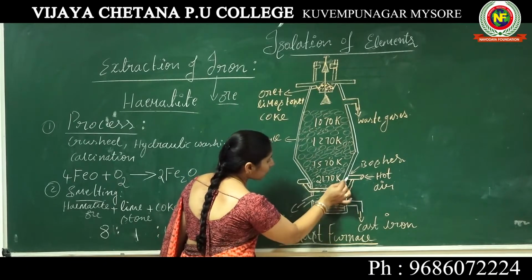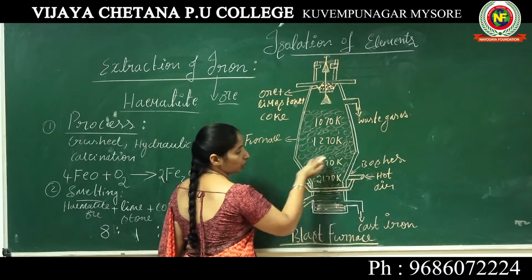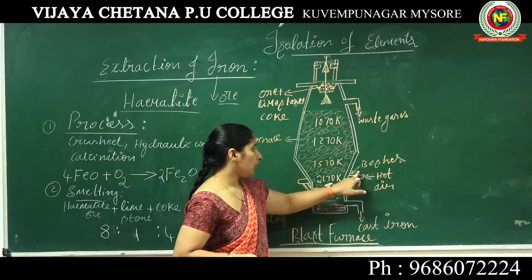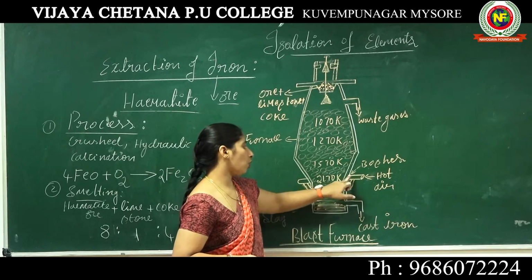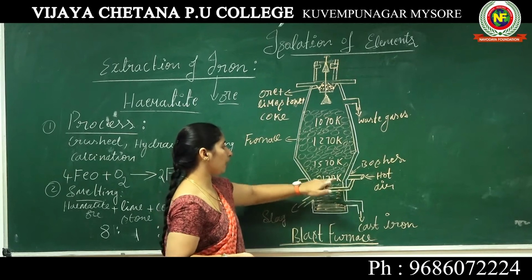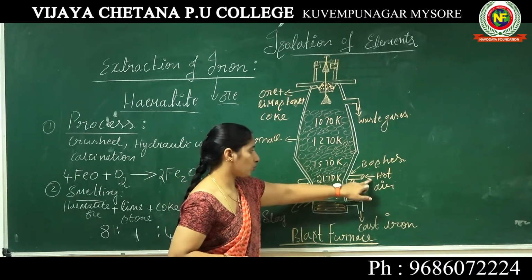The widest portion of the blast furnace we call the bosh. In this widest portion, hot air is blasted inside the furnace through this pipe.